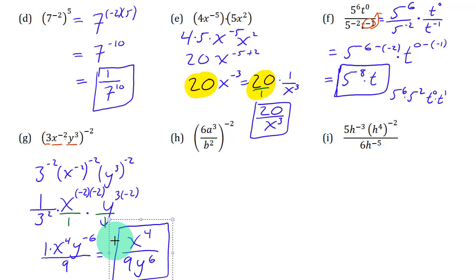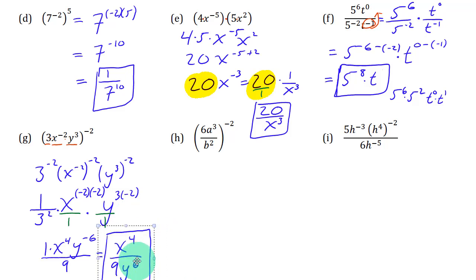Okay, so that's that one. Let's look at this one. This is another pretty mean one. So what I'm going to do is do 6 to the power negative 2, and then a to the power 3 to the power negative 2, and then b squared to the power negative 2. So just raising each of the parts to the power negative 2 there.